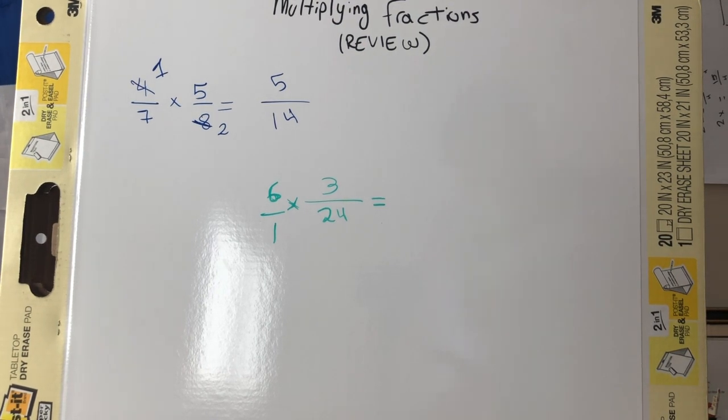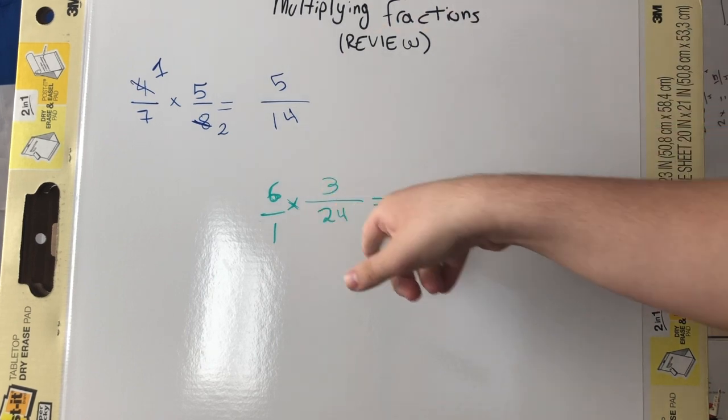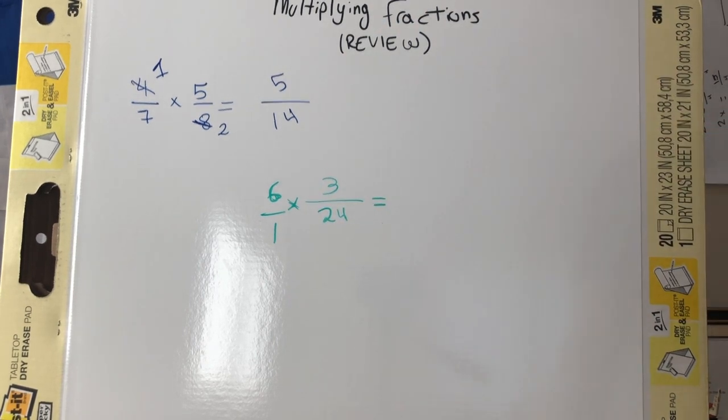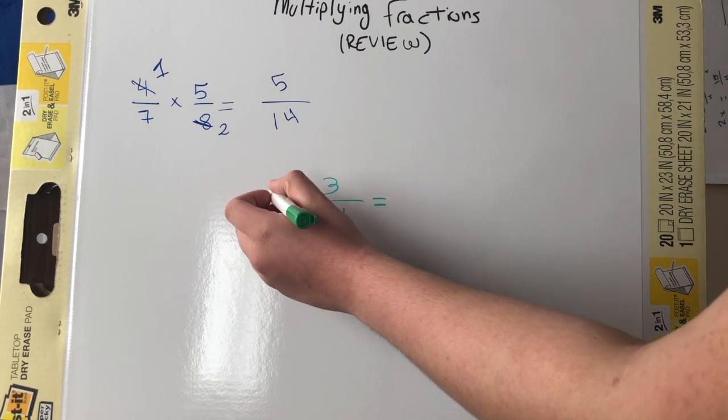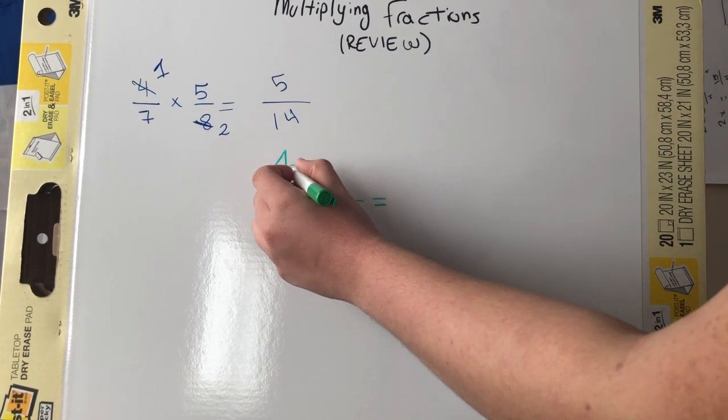And here we do the same thing again. Well, what simplifications can be made? Well, 6 times 4 is 24, right? So this gets canceled off, and that becomes a 1.